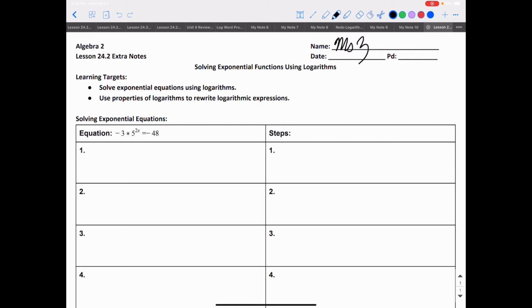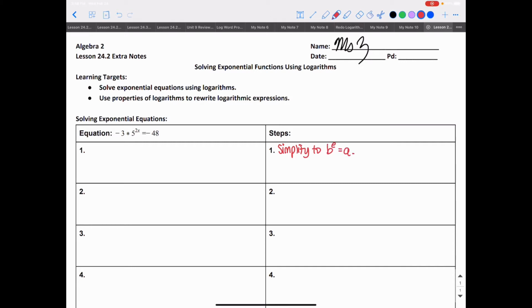So if I see something like -3 times 5 to the 2x power is equal to -48, I want to rewrite this so that there is only a base raised to an exponent on one side and a constant on the other. So what I want to do first is simplify to some base raised to an exponent is equal to an answer.